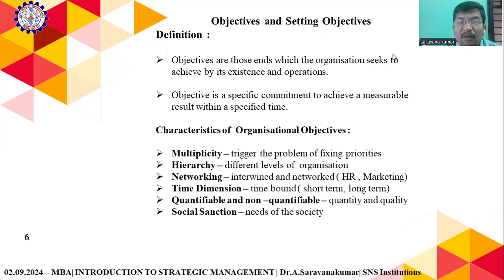Multiplicity: you can see the word multiple, it means two or more. Multiplicity triggers the problem of fixing priorities. So you are going to prioritize your work. If you are facing problems because you have overload, a lot of work, you have to prioritize which one is important and which one is not important for now. So you can choose and work on them. Hierarchy means the different levels of the organization: top level, middle level, and low level.